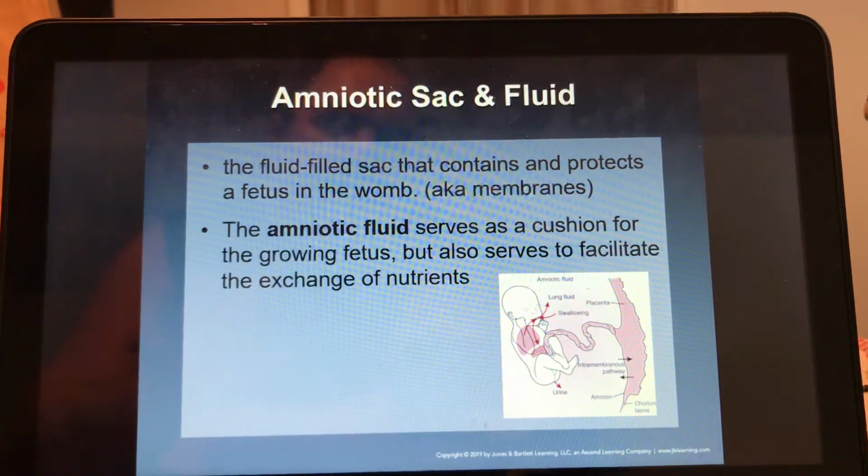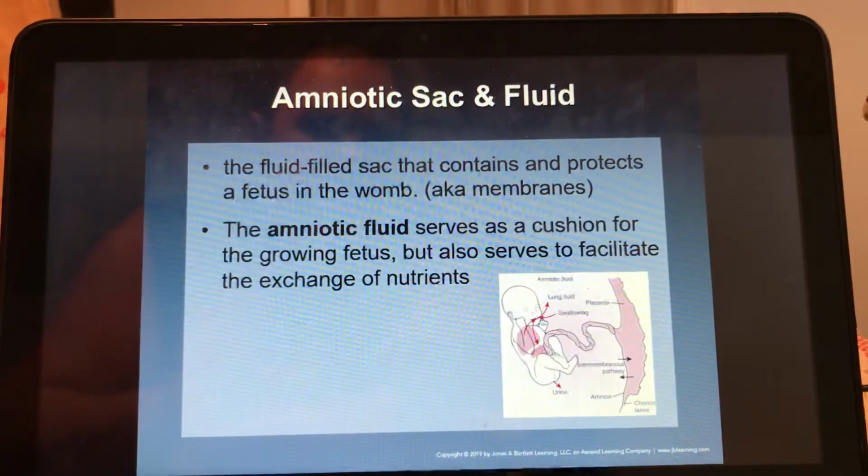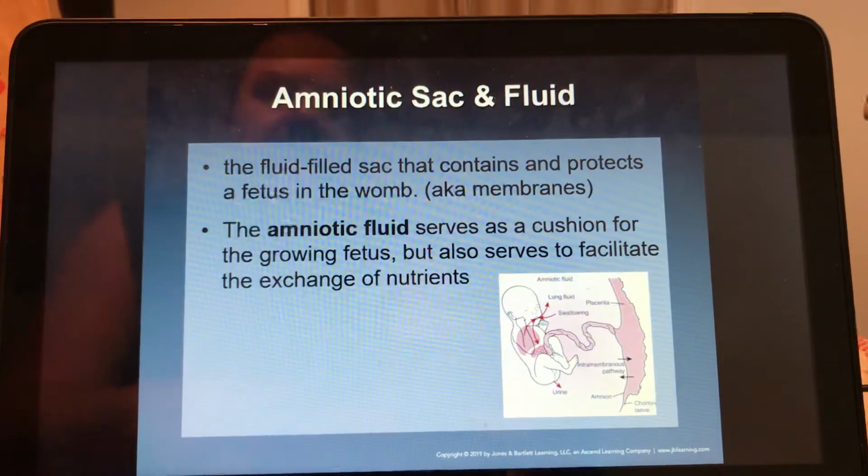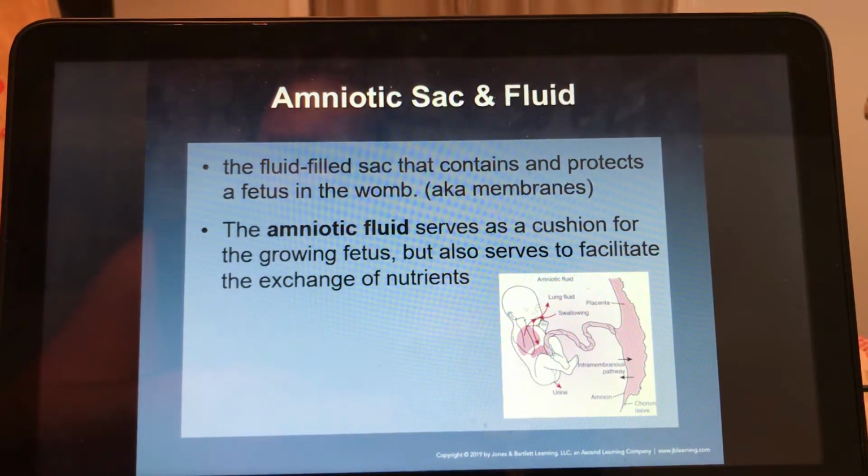But also, the oxygen is coming from the placenta to the developing fetus. As the lungs develop, the baby will actually start practicing breathing, and it'll practice breathing in and out the amniotic fluid. It's not getting any oxygen from it, but it does actually do that.